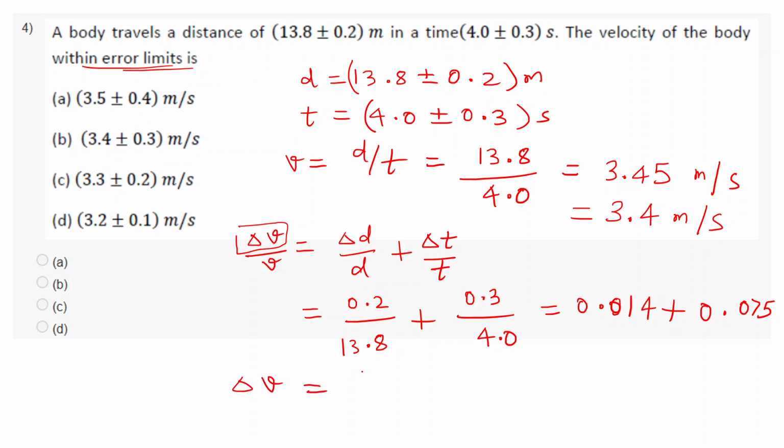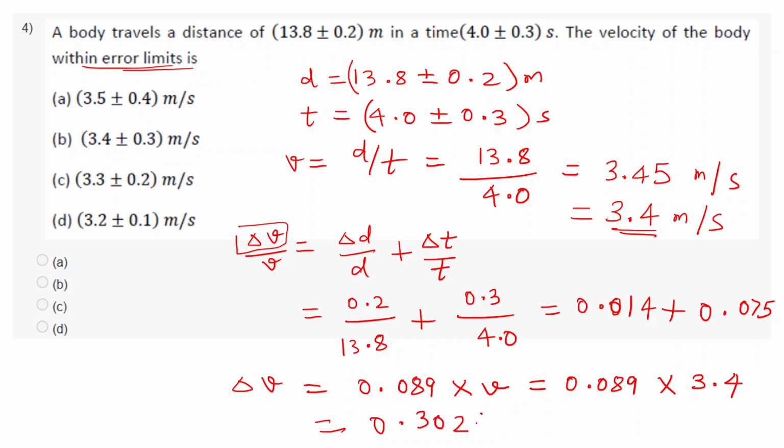Now we have to find this delta v. So this delta v will be whatever we are getting here, let me add, plus 0.014, that is 0.089. So this 0.089 multiplied with v will give me the error in v. This is 0.089 multiplied with v, which we calculated to be 3.4. Multiplying by 3.4, I'll get 0.3026.